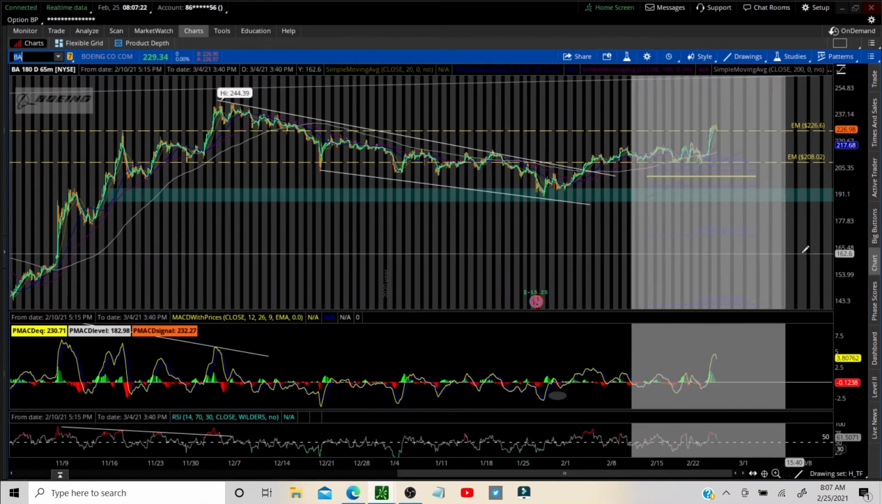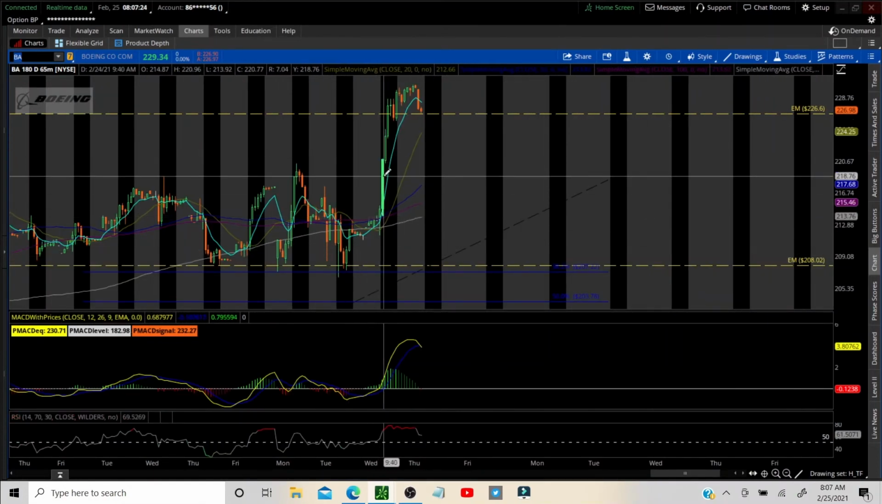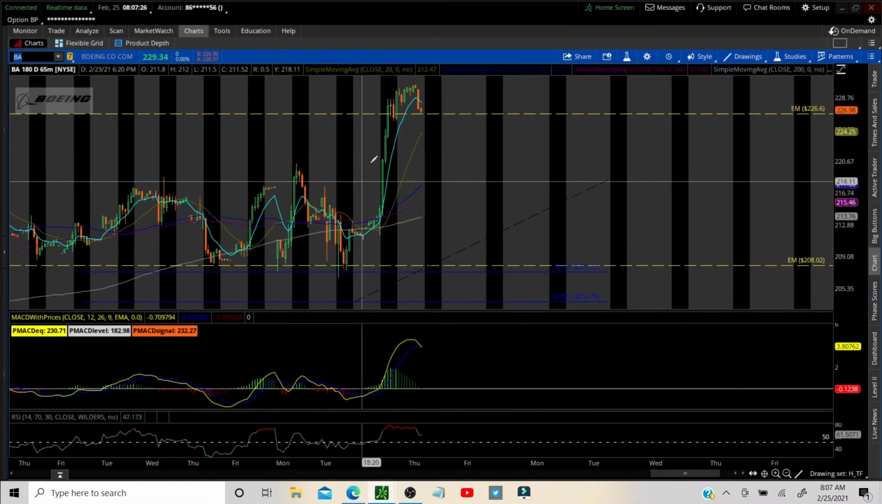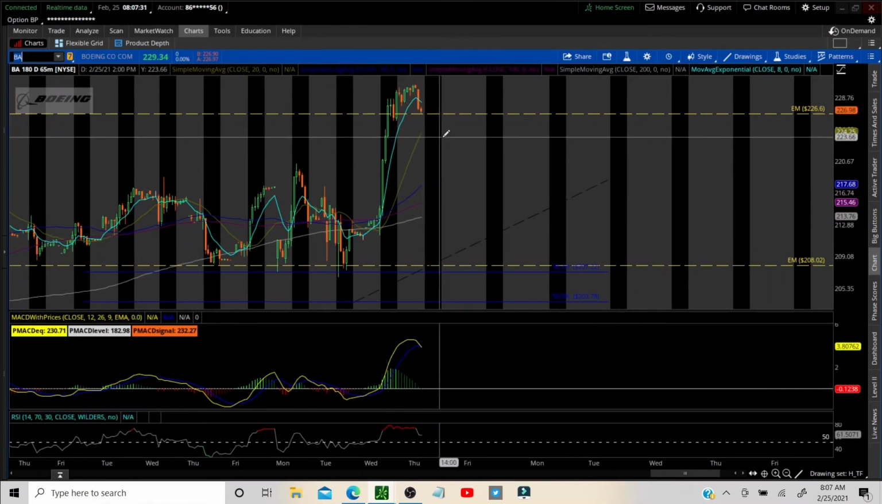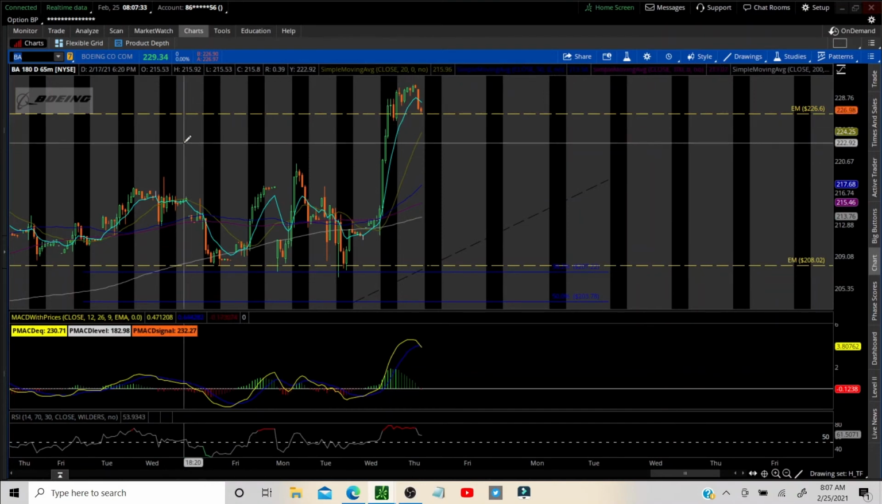Boeing, we got it at Boeing yesterday, had a huge move. I love it. Now once Boeing gets going out of those consolidations, it loves to move, so it's probably not going to have a huge pullback here, but we're going to stick with it. We're going to stay in Boeing until we get our target and go from there.